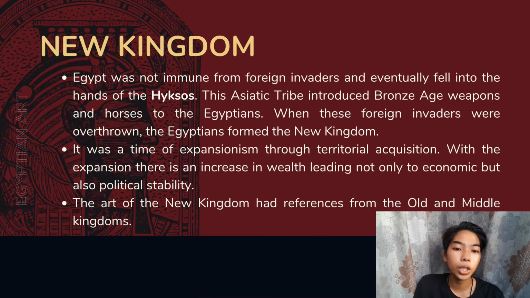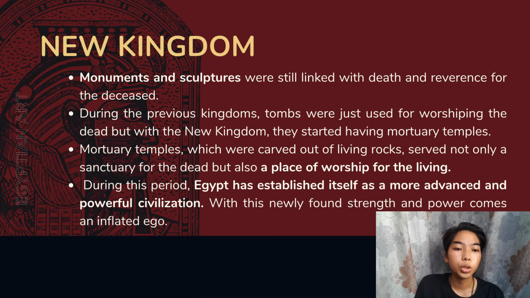The art of the New Kingdom had references from both of the preceding kingdoms. Monuments and sculptures were still linked with death and reverence for the deceased. During the previous kingdoms, tombs were just used for worshipping the dead, but with the New Kingdom, they started having mortuary temples. These temples, which were carved out of living rocks, served not only as a sanctuary for the dead, but also a place of worship for the living.